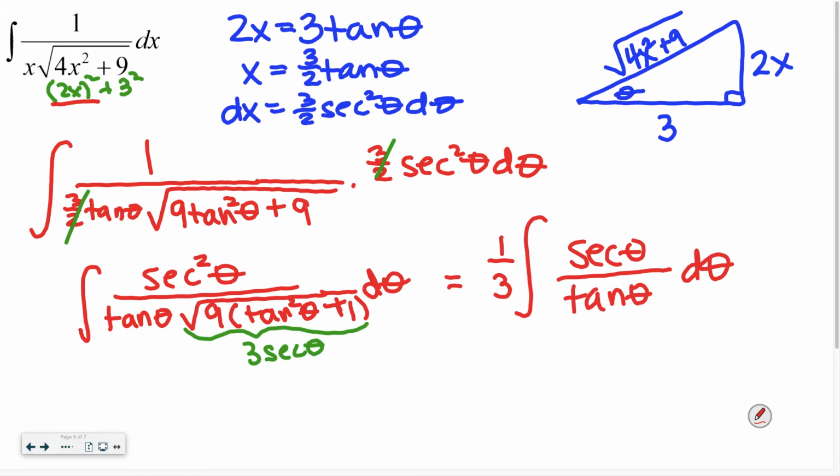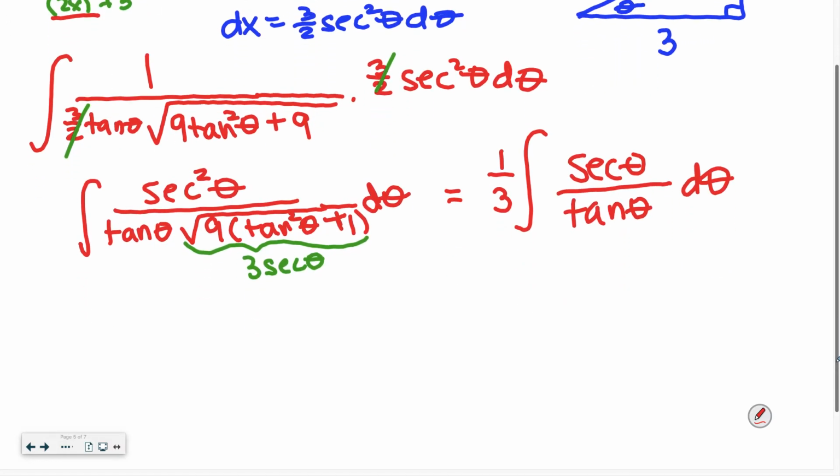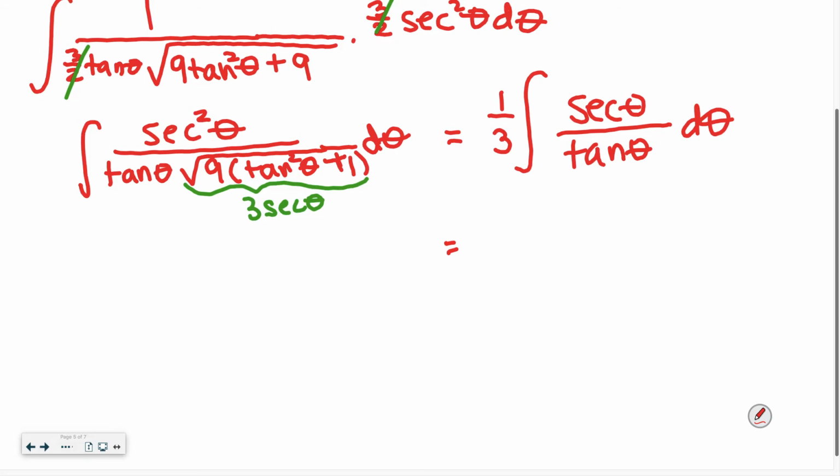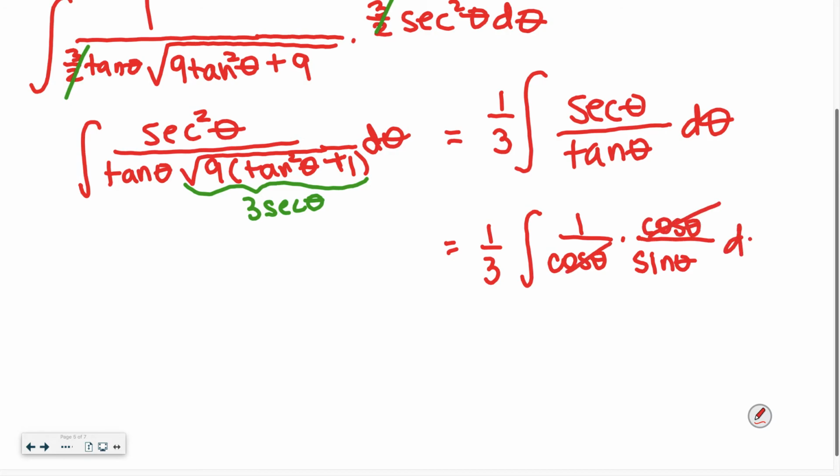Now this is very cool. Secant is 1 over cosine, divided by tangent, which is sine over cosine. So we just have the integral of cosecant.